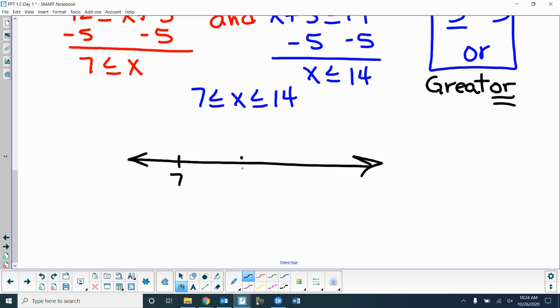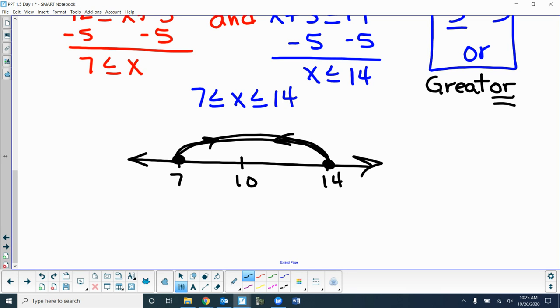So 7's here, let's say 10's here, 14's down here. At 7, we've got a solid dot because of the equal to. And at the 14, the solid dot, it's got equal to. Now this is saying 7 is less than or equal to these numbers, so 7 is less than the numbers over here, right? So this actually goes this way. So where the two overlap, that's what usually happens when it's an "and" problem. They go towards each other, from one number to the other.